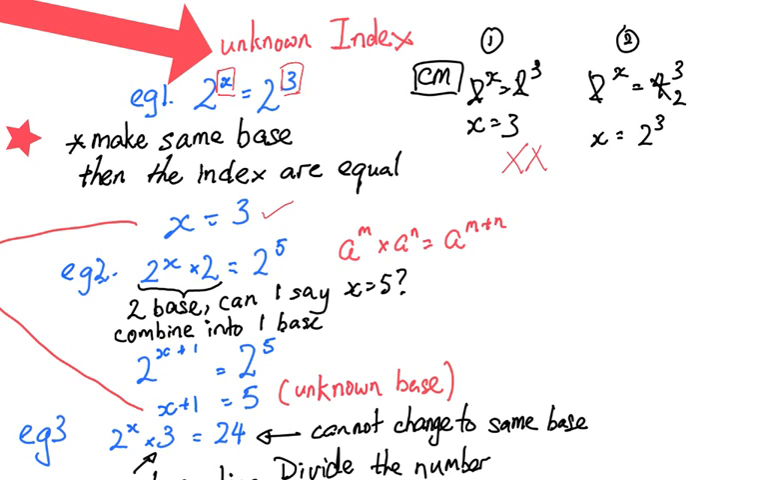Now, the second example, common mistake, is that when I see a 2 and a 4 here, I start to cancel. And then I say, oh, x must be equals to 2 to the power of 3. Now again, remember, this is not correct.